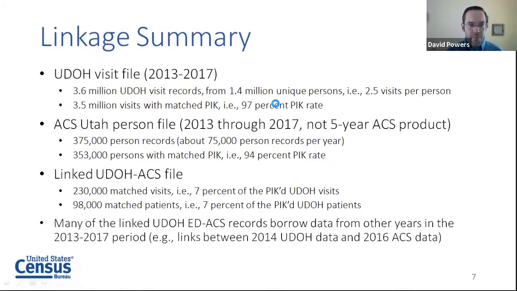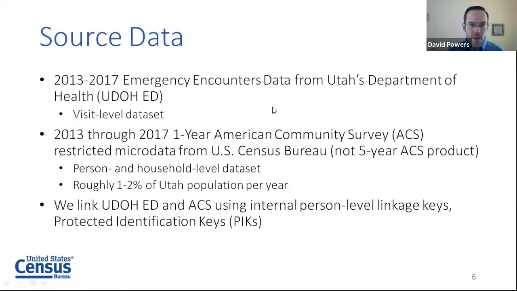So regarding our source data, we used 2013 to 2017 emergency encounters data from Utah's Department of Health, UDOH ED. This is a visit level data set. For our ACS, we used 2013 to 2017 ACS restricted microdata from the US Census Bureau. And this is not the ACS 5-year product I want to mention. So we combine 5 one-years of data together. And this is a person and household level data set. So it contains roughly 1 to 2% of the Utah population per year. And we link the Utah data and the ACS data using internal unique identifiers called protected identification keys.